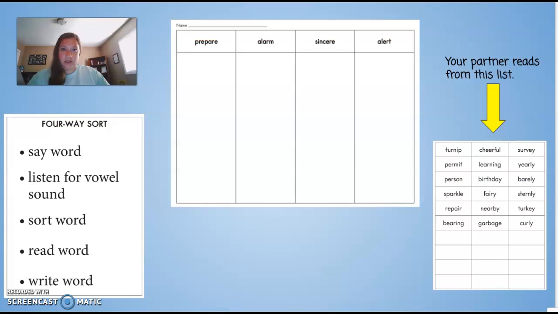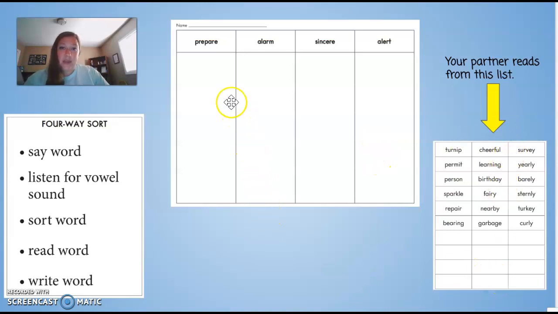Today you are sorting words with R-influenced vowels. For this activity, you will be in partners. The first thing you need to decide is who will be reading from this list first. Let's say I am going to be writing on my paper. My partner will be reading from this list.